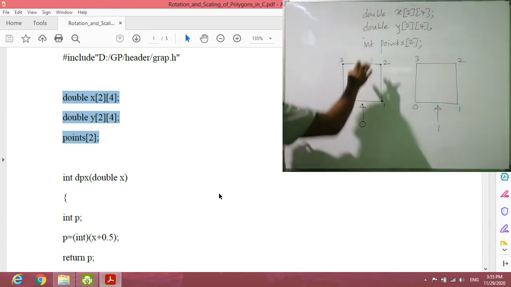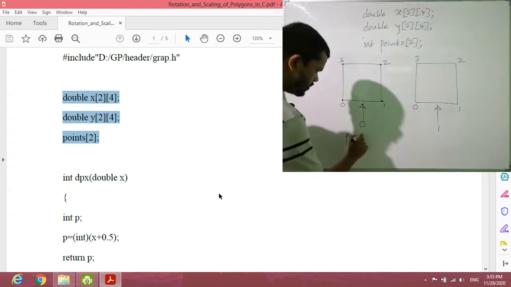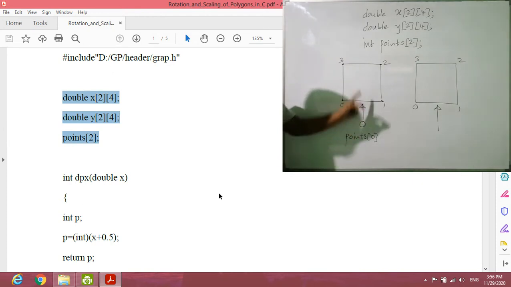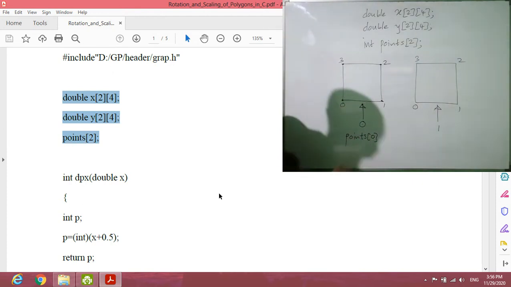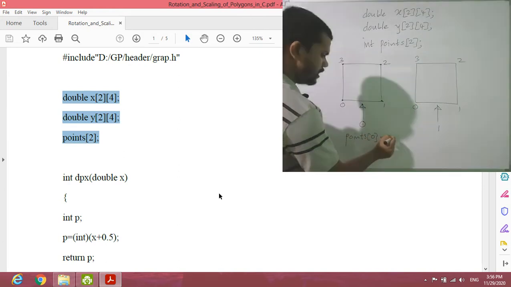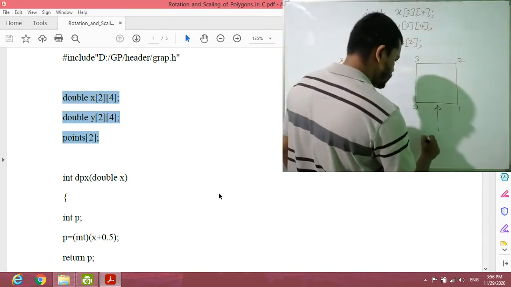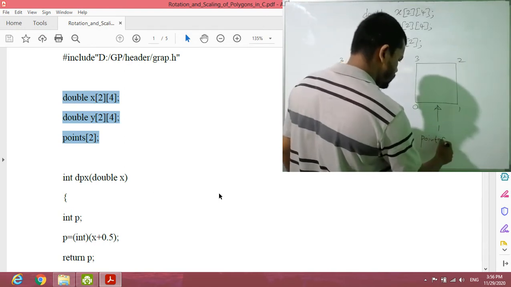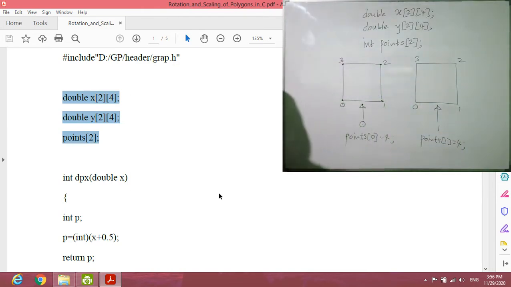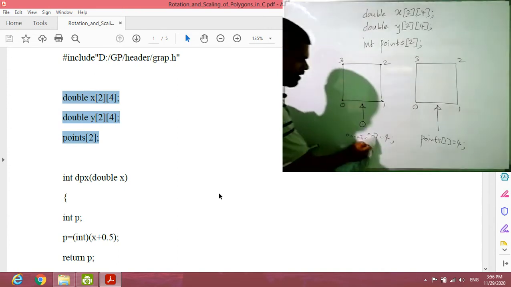Now this points variable: points[0] means the number of vertices in our zeroth square. Later we will put 4 here. And if you consider points[1], here also we have 4 vertices. Later we will assign values. So for the time being, you understand the purpose of this array.